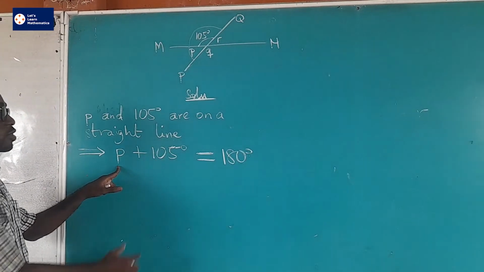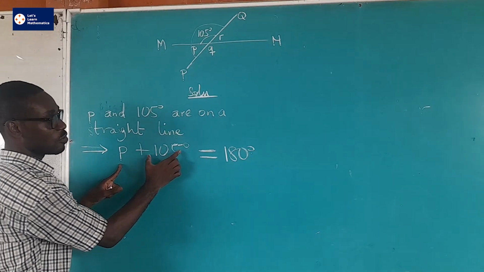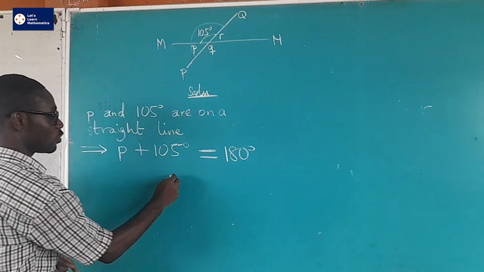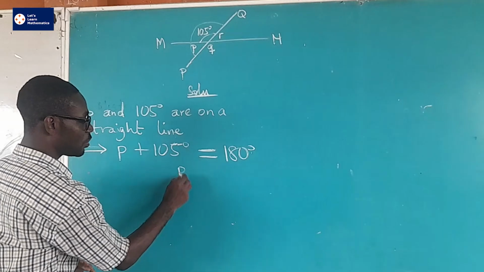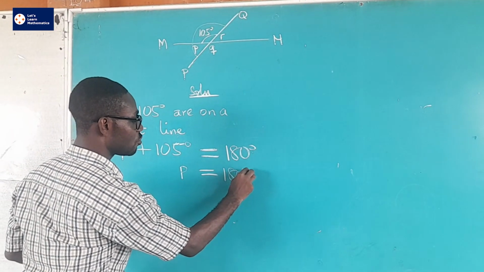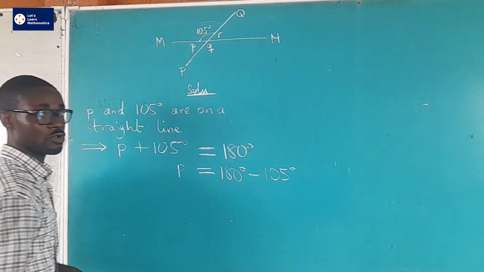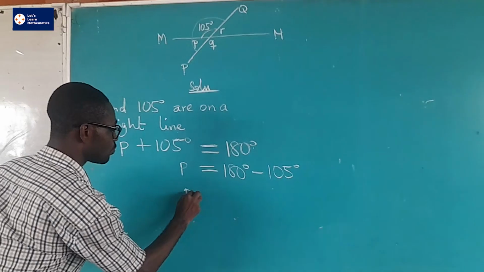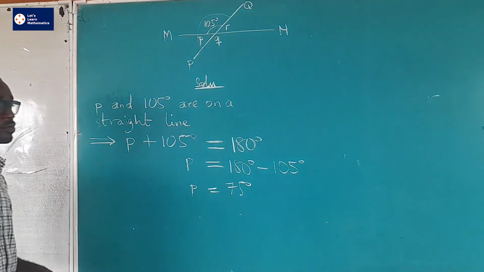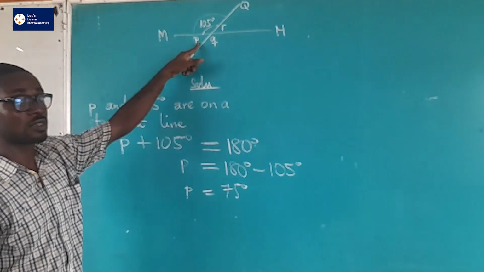And to do that, you have to group like terms. That is the 105 degrees here. You have to move it to the other side of the equal sign. So if you do that, on the left hand side we have P, and on the right hand side we have 180 degrees minus 105 degrees. And that makes P equal to 75 degrees. So now we found P.